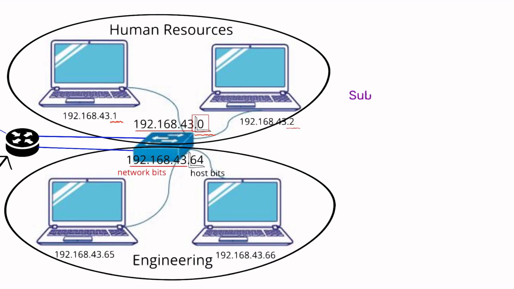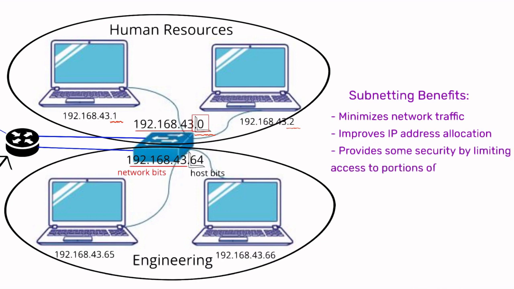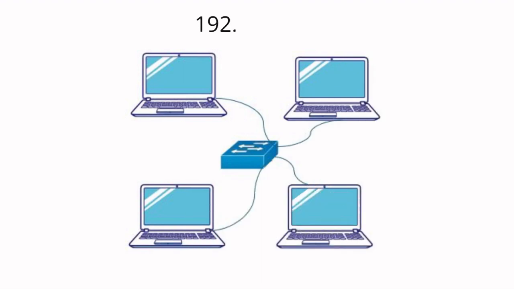The network part of the IP address will be the same for every device on the network, no matter which subnetwork it belongs to. The host part of the IP address is what identifies each device uniquely. How will the devices on the network know which part of the IP address is which?